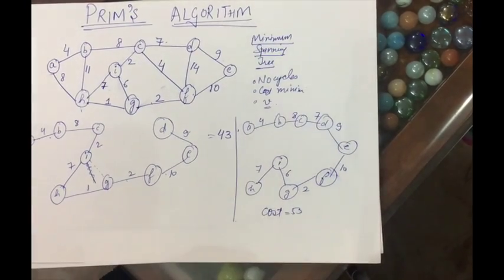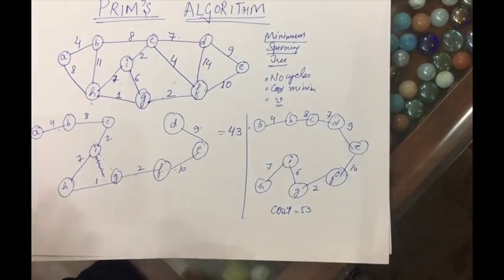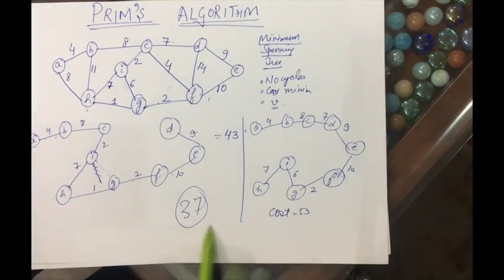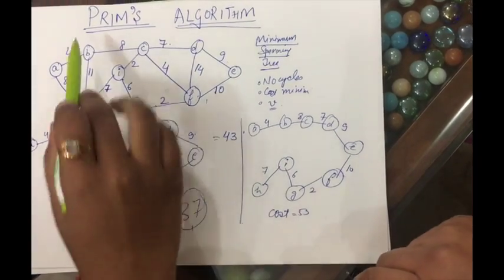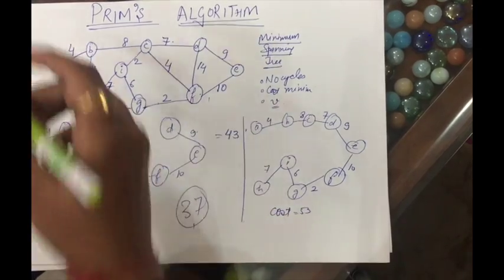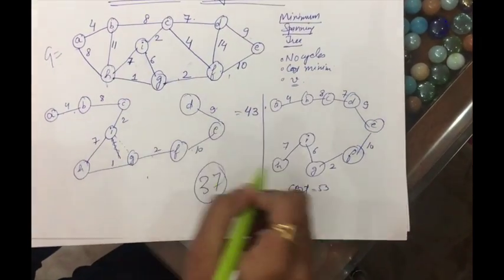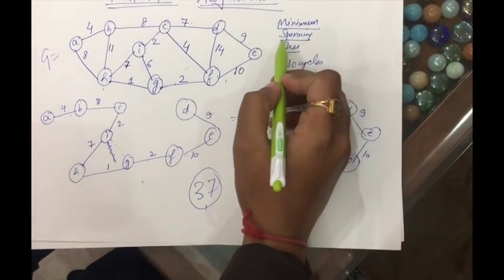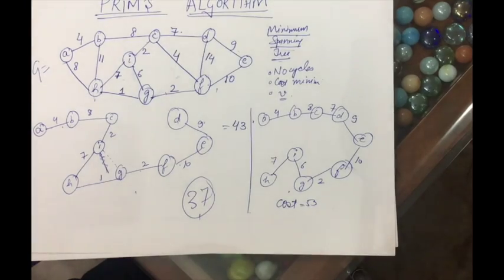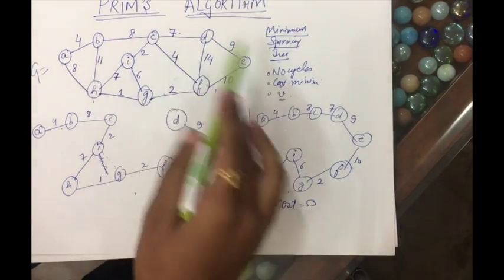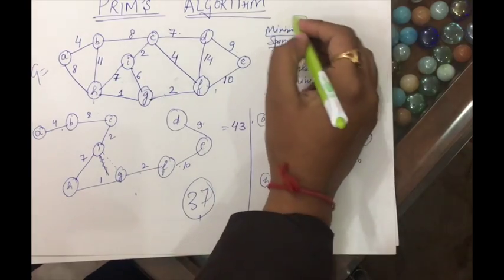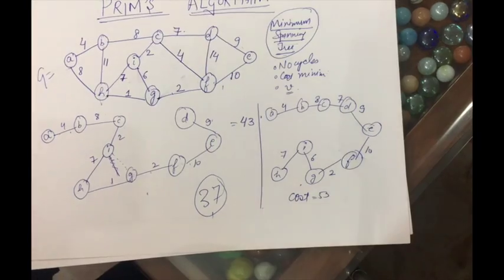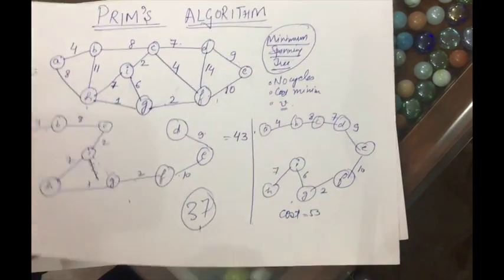But let me show you a spanning tree with a weight of 37 for the same graph. I'll find the weight of 37 for you by using Prim's algorithm. Every graph can have a number of spanning trees, but our motive is to find the minimum spanning tree. A simple spanning tree can be found by anyone, because there are so many different ways to cover all the nodes of this graph, but we have to find the minimum spanning tree. So that is the use of our algorithm. We'll find the minimum spanning tree using Prim's algorithm.